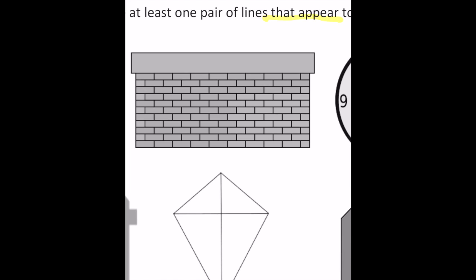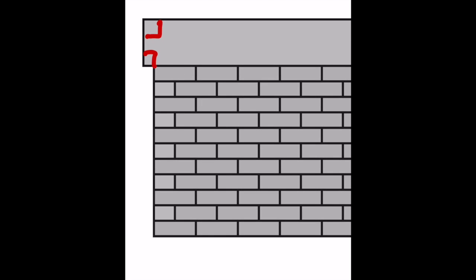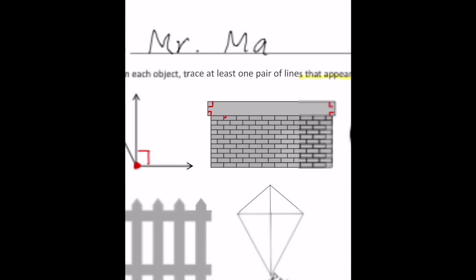So we might want to point out a couple of them. One might be here. All four of these are considered 90 degrees, so those are all perpendicular. And then if we look even closer, every single brick here has four perpendicular lines that form perpendicularity. Okay, so that's possible.